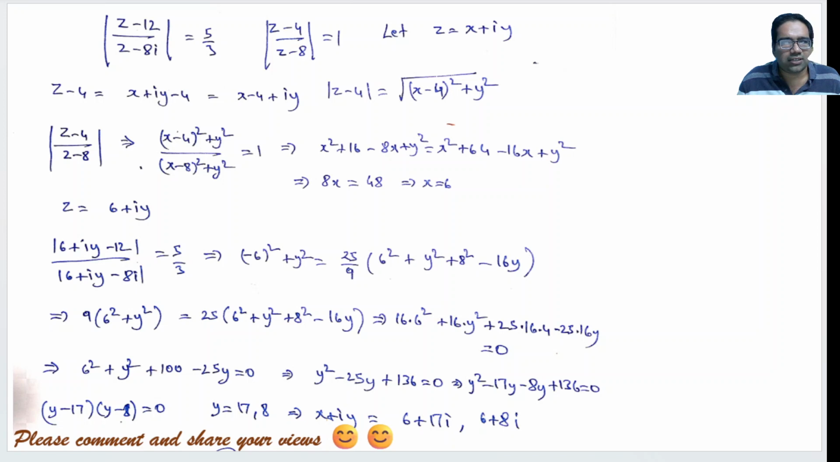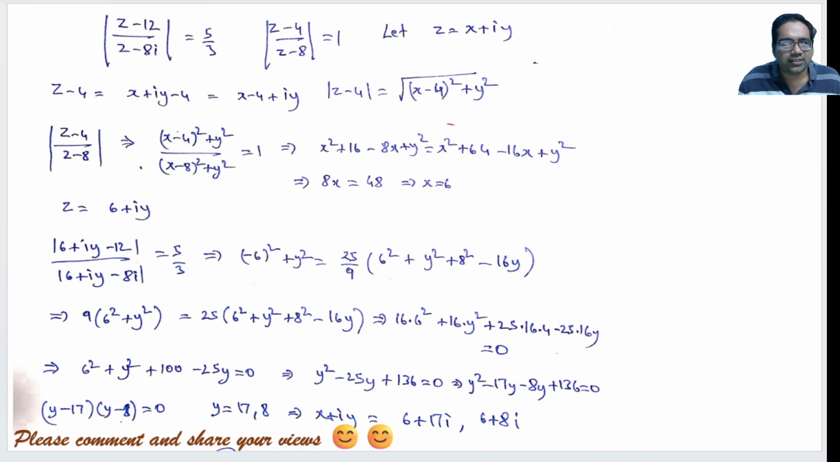So what is this equation becoming? Mod of (z minus 4) by (z minus 8) is becoming root of (x minus 4) square plus y square by root of (x minus 8) square plus y square, but this is equal to 1. Root of this by this equals 1, so even if we square it, it will still be 1. That's why we remove the root and directly say (x minus 4) square plus y square equals 1 times (x minus 8) square plus y square.